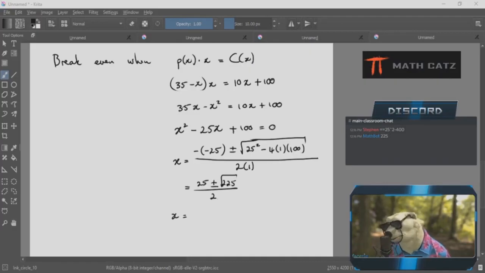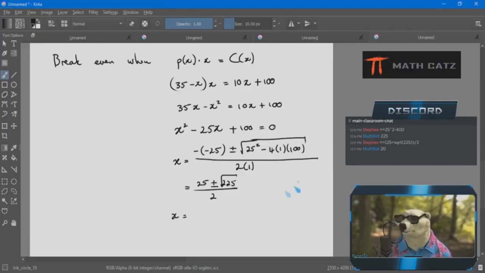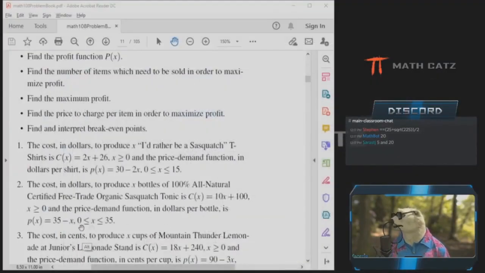25 plus square root 225 divided by 2. Hopefully someone can confirm the 20 that I get, or I'm going to let you do the minus one. Oh, you already did it. I didn't even ask. You're so efficient. 5. Very nice. Now in this case, did they give me any restrictions? X range is 0 to 35.